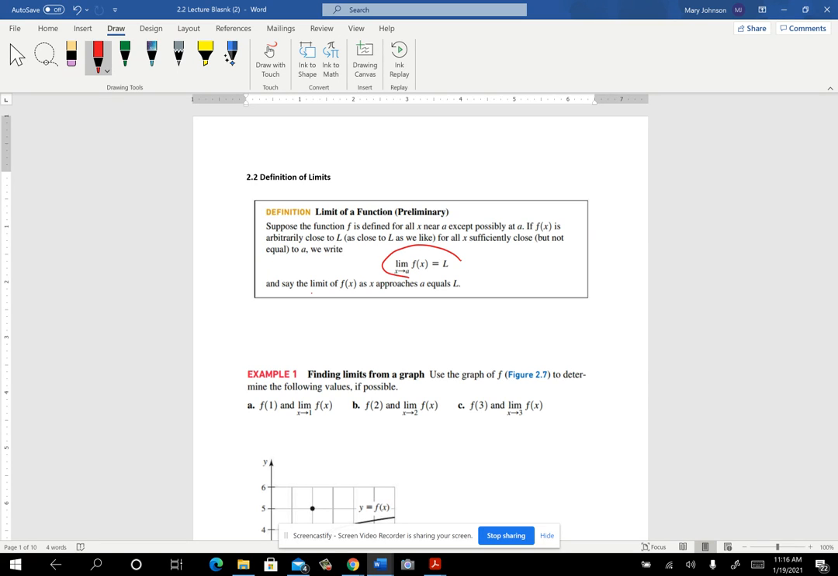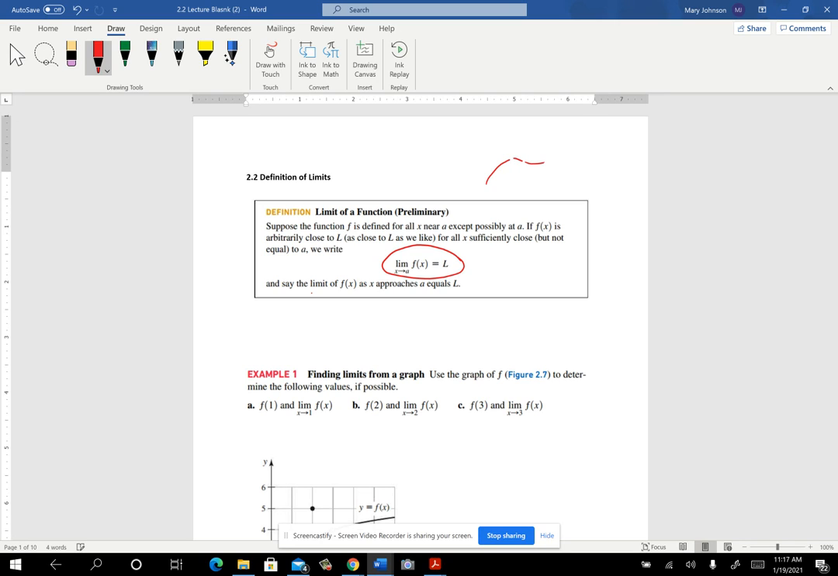So look at this part right here. The way you read that is that the limit of f of x as x approaches a is L. So the limit of the function is L as x approaches a. Now, part of what's kind of interesting is this first sentence right here reminds us that the function should be defined for x's that are near to a, but it doesn't necessarily have to be defined at a itself.